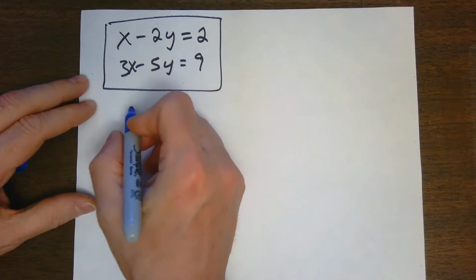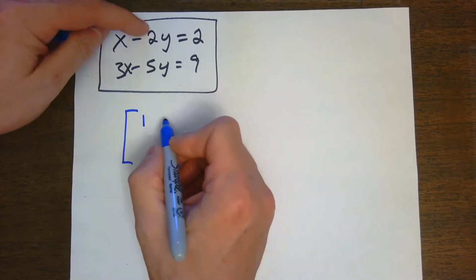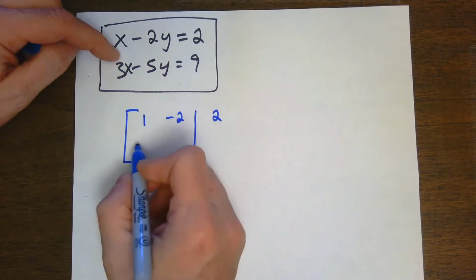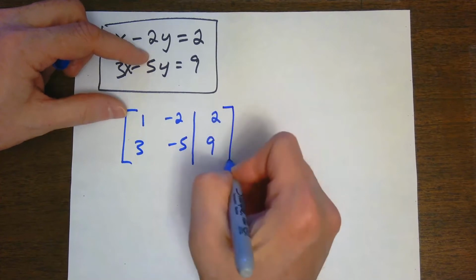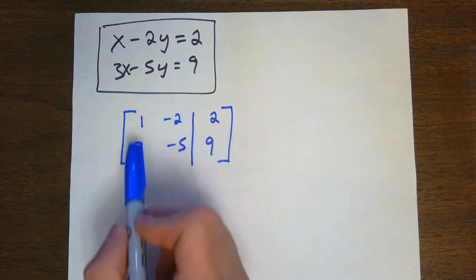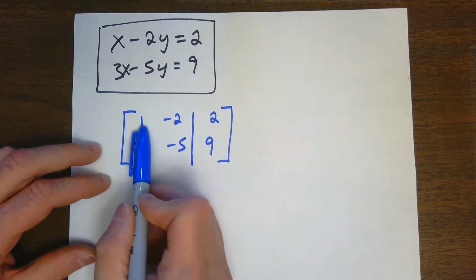So we're going to put it into an augmented matrix. Remember, I'm only going to use the coefficients: 1, -2. The augmentation is 2. Coefficient of 3, coefficient of -5, augmentation is 9. So now I've got my system as an augmented matrix. Now what I want to do is get it to where I've got zeros and ones in here. I've already got a 1 here, which is nice.